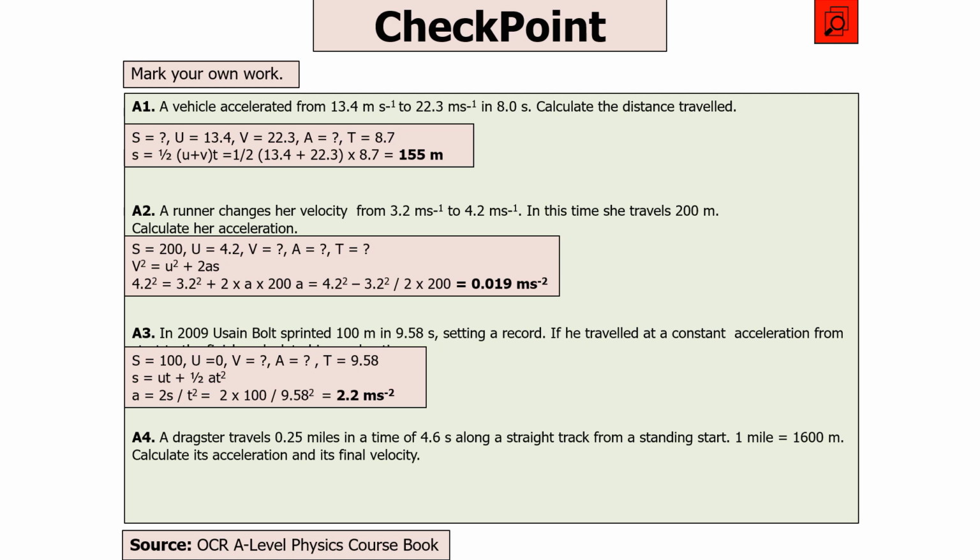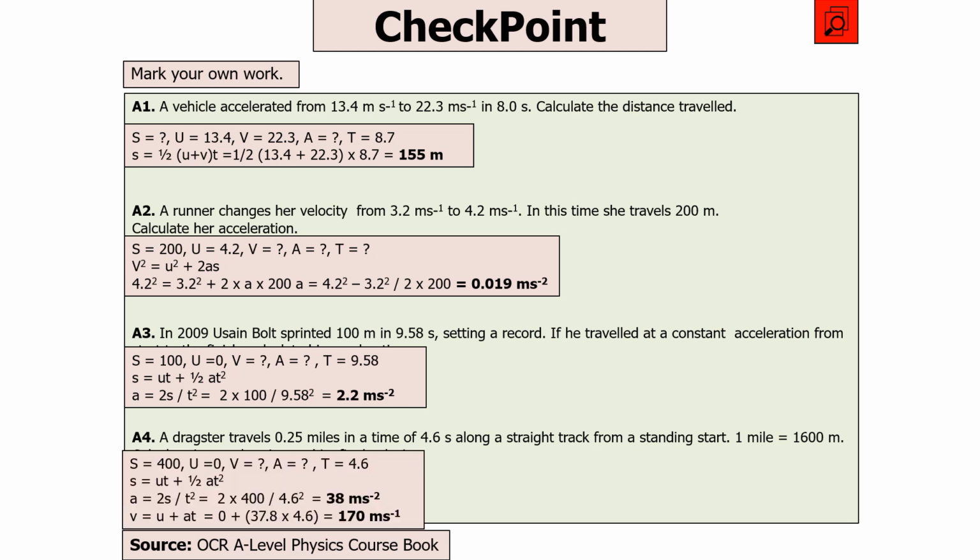The next one again, we're using suvat of S equals UT plus a half AT squared. We can make A the subject by doing 2S over T squared, pop in our values and we get 2.2 meters per second squared. Then again, we're using suvat with S equals UT plus a half AT squared. Make A the subject, sub in all the values and we get 38 meters per second squared. And we then use V equals U plus AT to work out what V would be, and that's 170 meters per second.